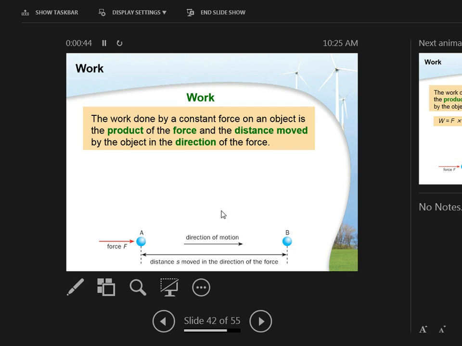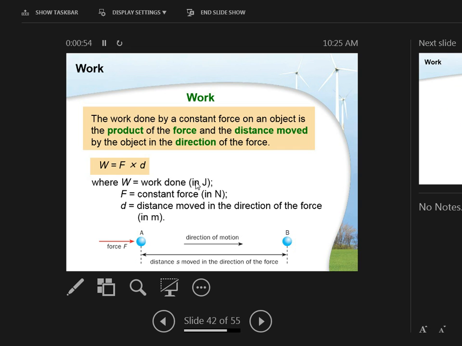Therefore, we can calculate work done by this force equals the magnitude of the force times the distance moved over here. Okay? So the units are shown, work done, units in joules as well. Does this sound familiar? When do we see units of joules also? Energy. Energy and work done, they have the same units, which is joules. So force will be in newtons and distance measured in meters.